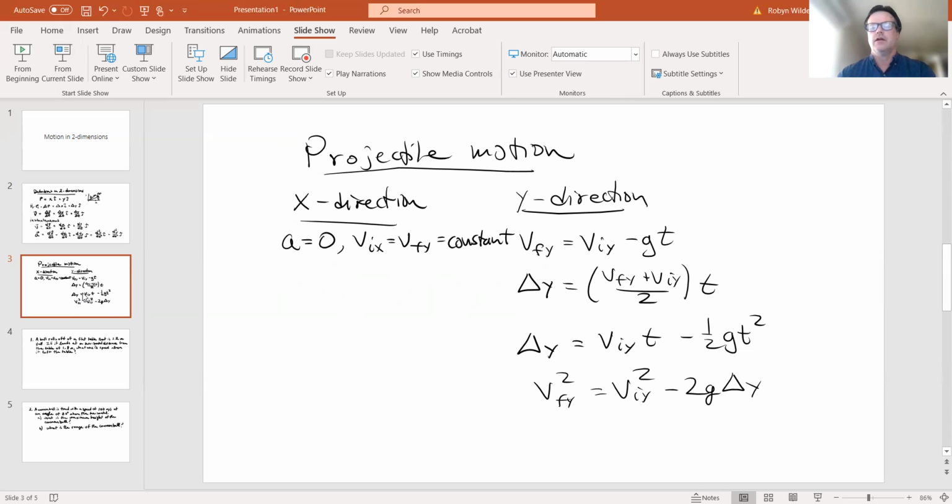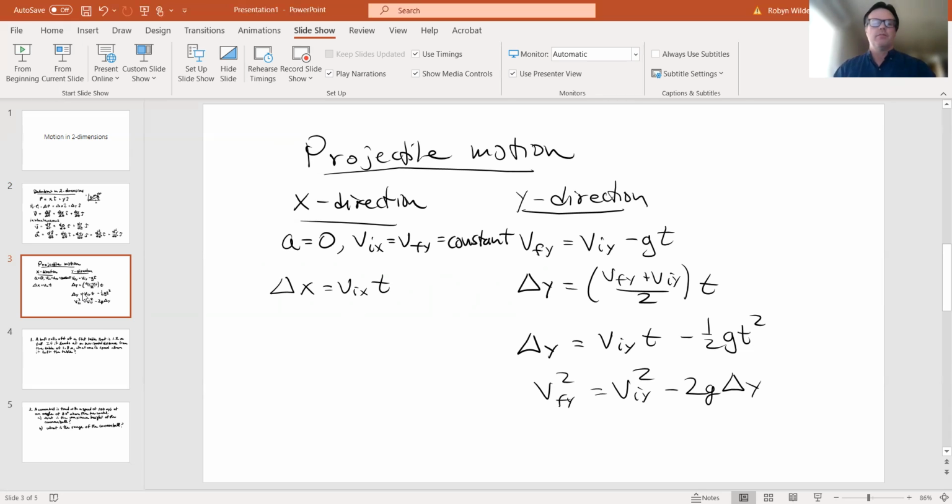So I still can apply the kinematic equations to this situation, but my acceleration is 0. So if I go over here, for example, this third equation, I would have delta x equals v initial x times t, but my a would be 0, not negative g. So the only equation I actually have is this for my x direction motion, or for my x components.